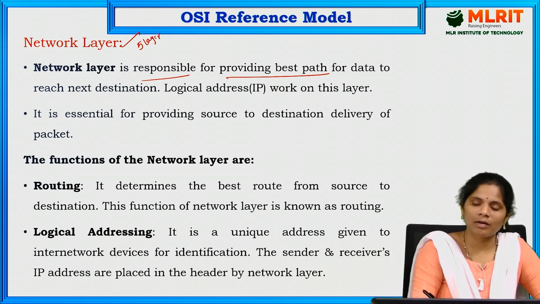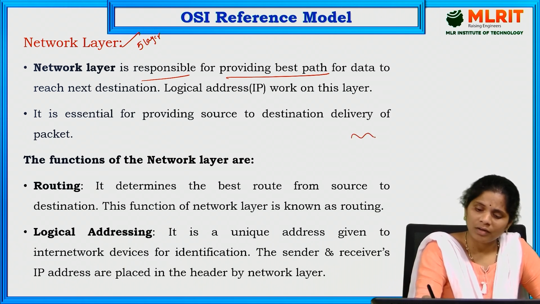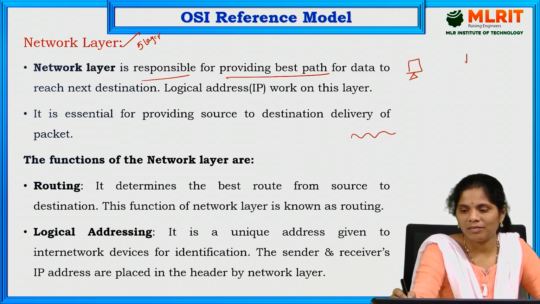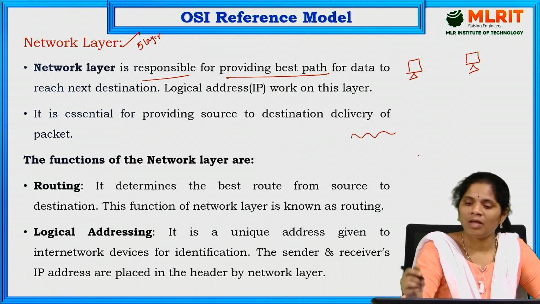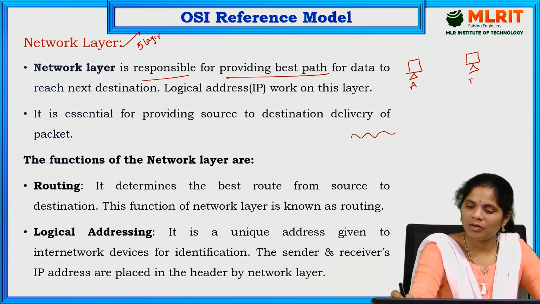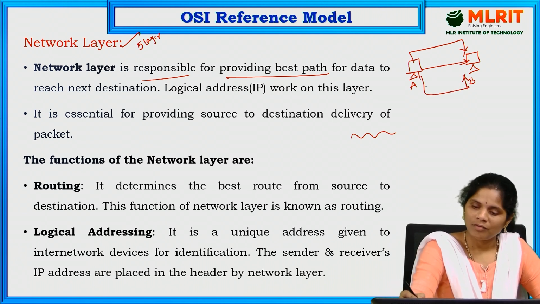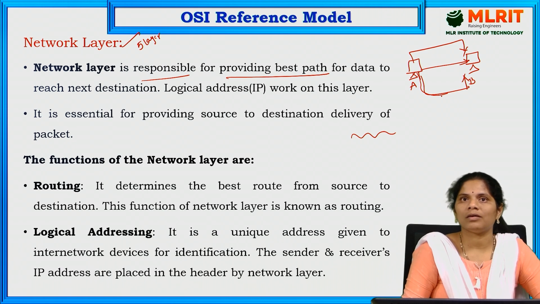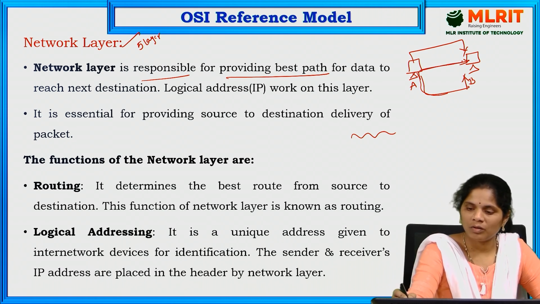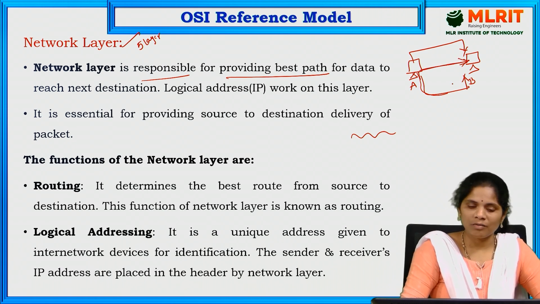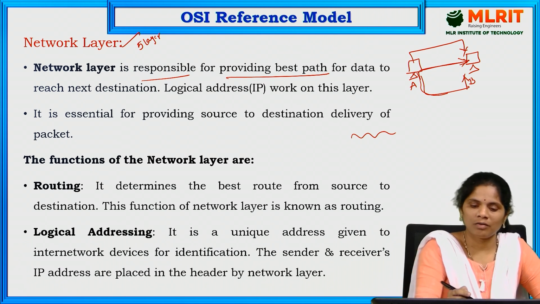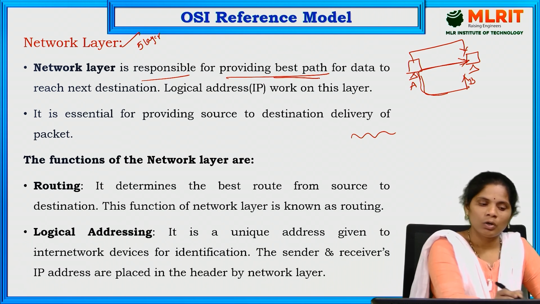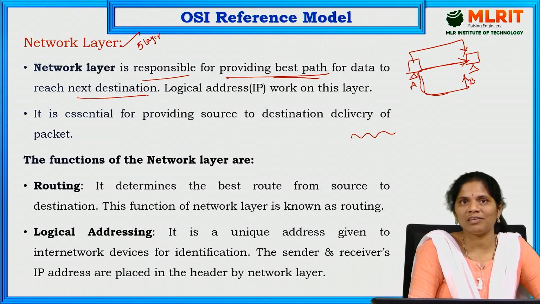And coming to the network layer, whenever you are transferring data from one device to another, say from device A to device B, there are a number of paths to reach the destination. Which path should I select? The best path to reach the destination is provided by the network layer. That is the main functionality of the network layer.